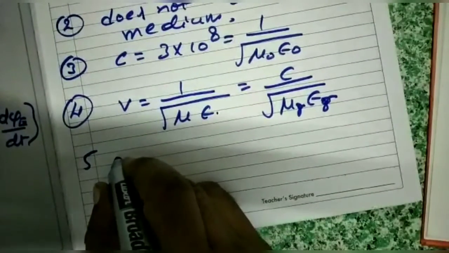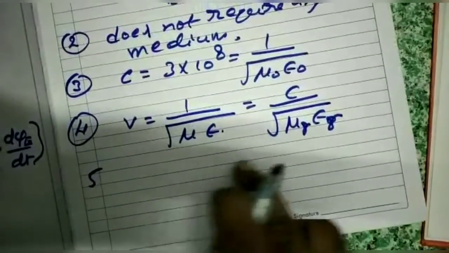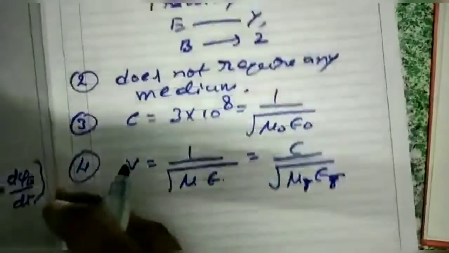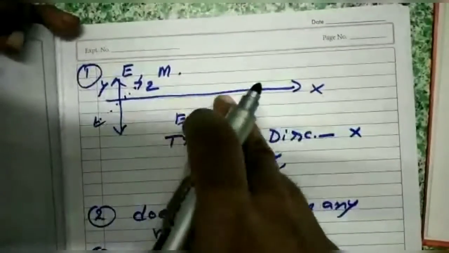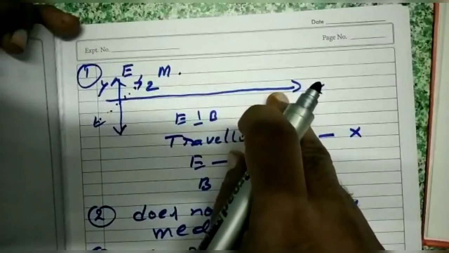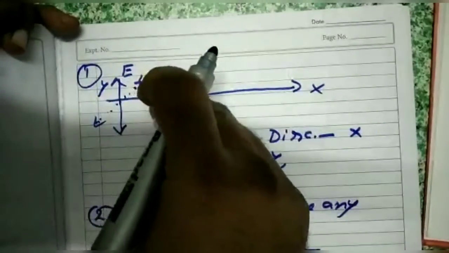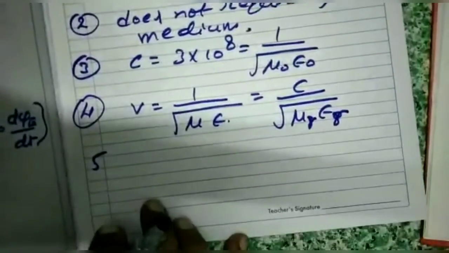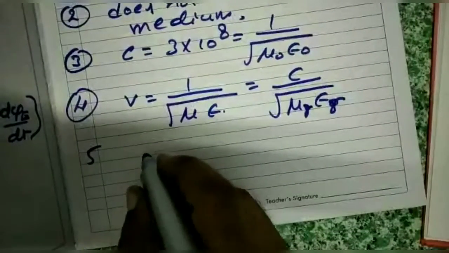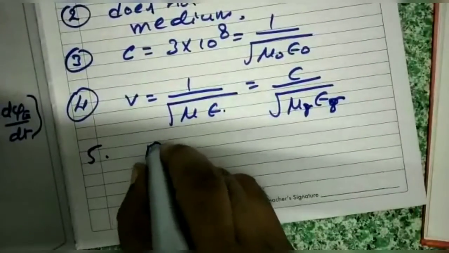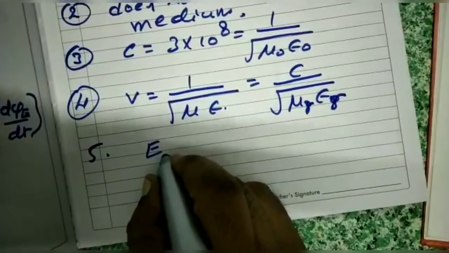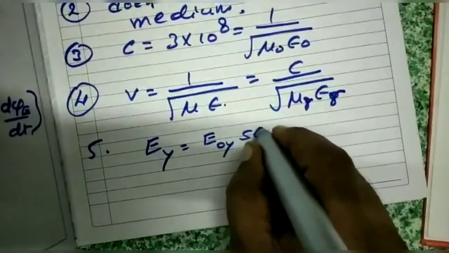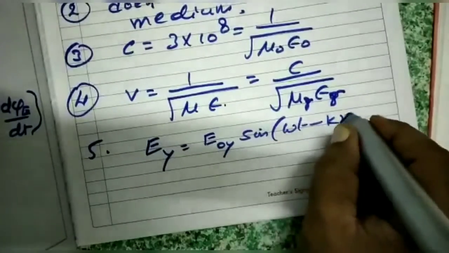The next property: there are these two fields present in the electromagnetic wave. These are space varying and time varying. This means when they are moving in x direction, from point to point they vary periodically, sinusoidally, and at any point, from time to time also, they vary periodically, sinusoidally. So such space varying and time varying electric fields can be expressed like this. The electric field existing in y direction, Ey, can be written as E0y sin(omega t minus kx).